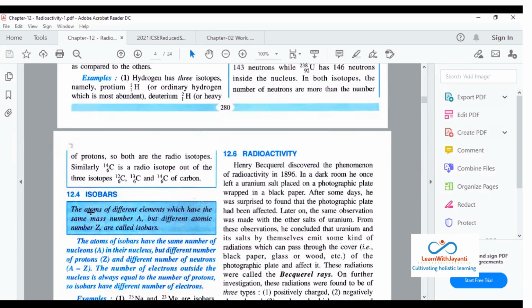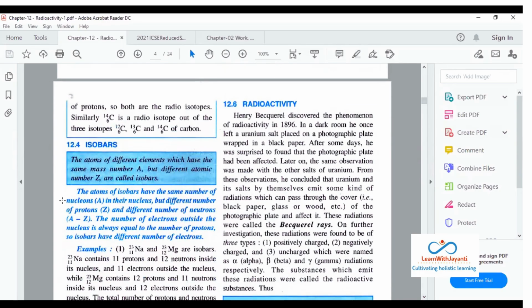Okay. Now this you are going to study for the first time, isobars. These are atoms of different elements which have the same mass number. So the total number of nucleons is the same, but the atomic numbers are different. That means they are different elements. Atoms of isobars have the same number of nucleons, as I just said, but different numbers of protons and different numbers of neutrons. The number of electrons outside the nucleus is always equal to the number of protons. So isobars have different numbers of electrons. That means they are chemically different.